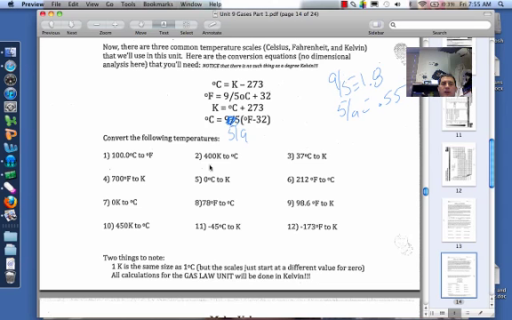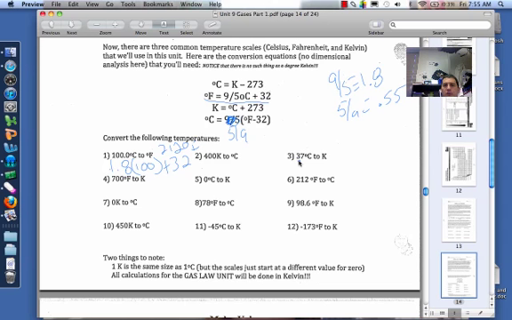It doesn't matter. So for our first one, we're trying to convert 100 degrees Celsius to Fahrenheit. Fahrenheit equals, we're going to use this formula right here: Fahrenheit equals 1.8 times the Celsius temperature. That's what the degree C means. So 1.8 times 100 plus 32, which should give you 212 degrees Fahrenheit. That one's pretty simple, right?